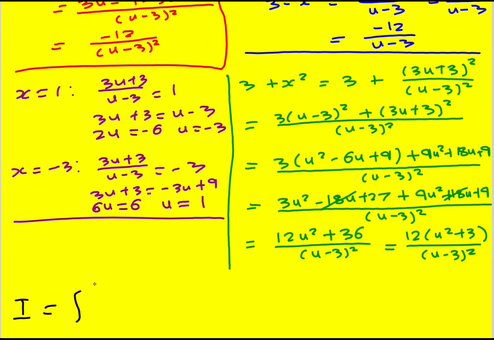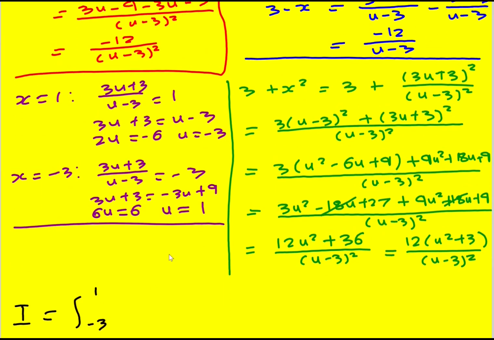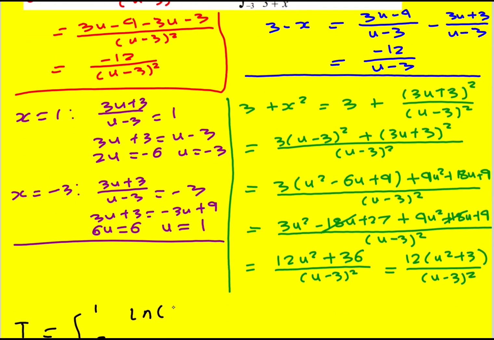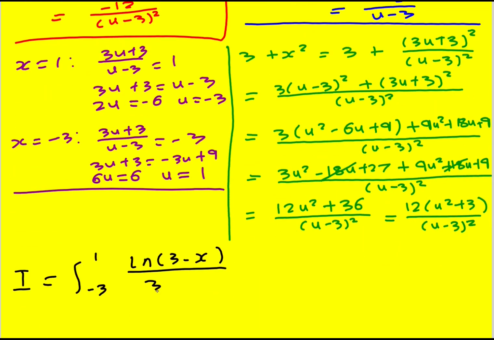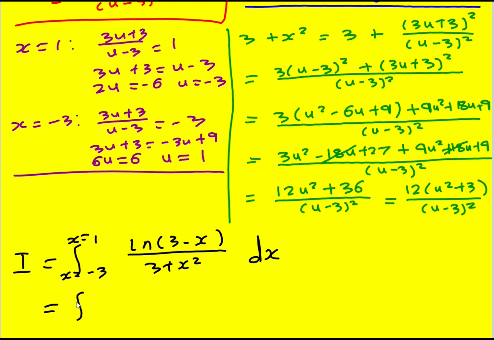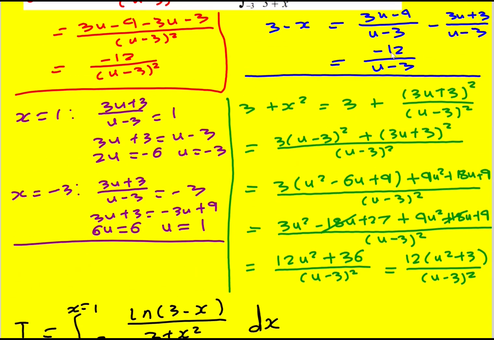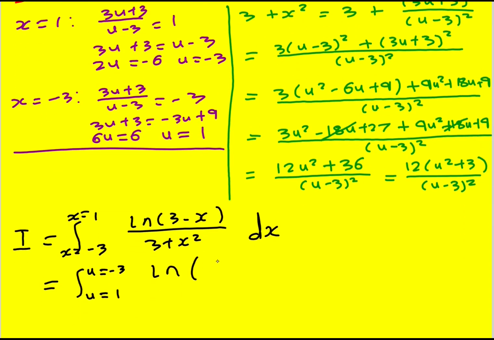So we've got the integral from 1 to minus 3 of ln of 3 minus x over 3 plus x squared dx. These are x limits. What I can do now is get everything in terms of u. So I'll get u equals, remember when x is 1, u is minus 3, so actually it swaps around. And then here is 1. And then ln 3 minus x was this minus 12 over u minus 3.